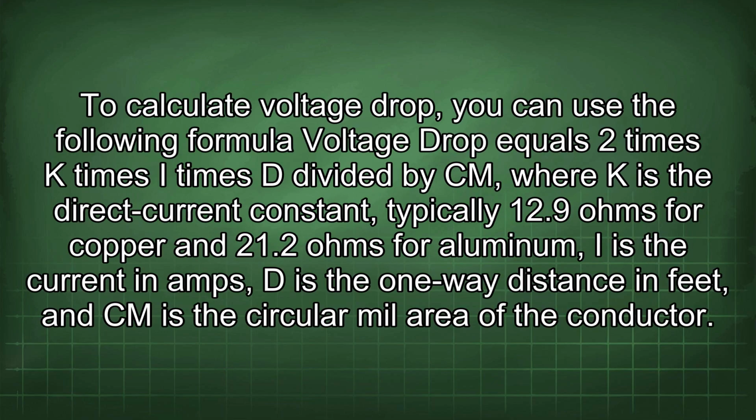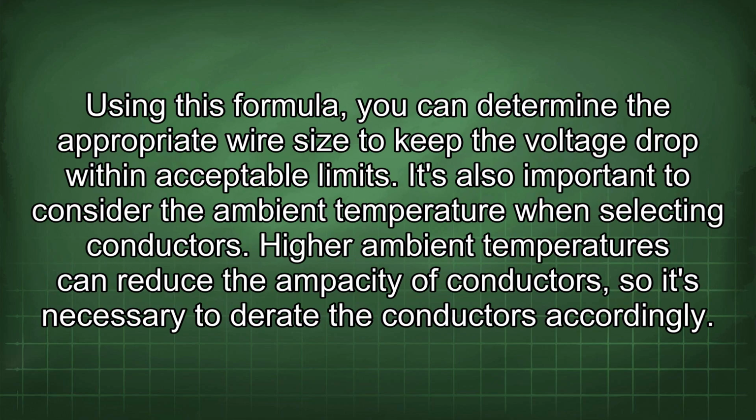To calculate voltage drop, you can use the following formula: voltage drop equals 2 times K times I times D divided by Cm, where K is the direct current constant, typically 12.9 ohms for copper and 21.2 ohms for aluminum. I is the current in amps, D is the one-way distance in feet, and Cm is the circular mil area of the conductor.